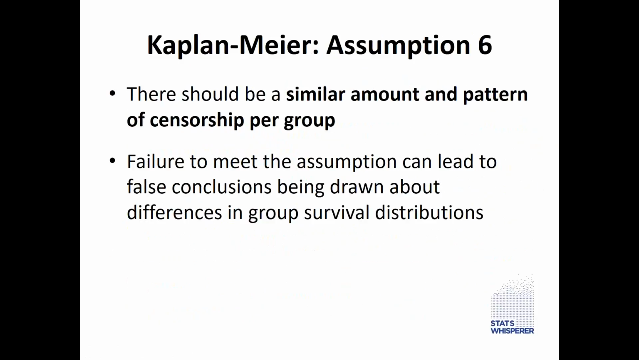And number 6, the last assumption: there should be a similar amount and pattern of censoring per group. Or that is said also to create bias. Now, we'll show in the analysis how this is easily observed.